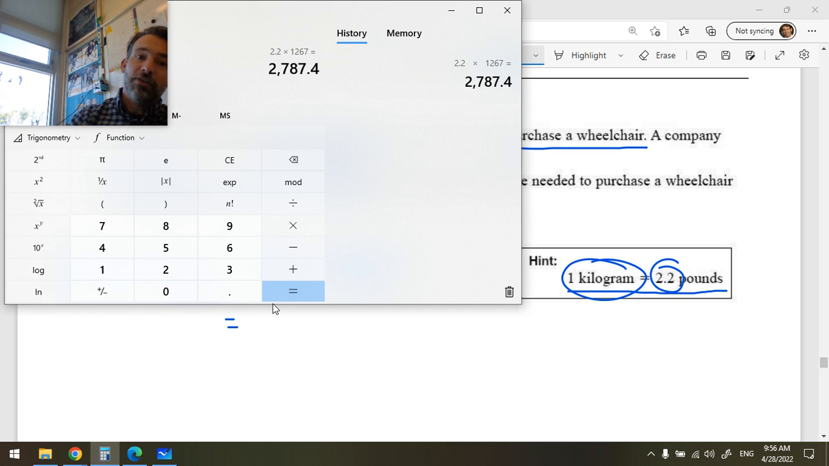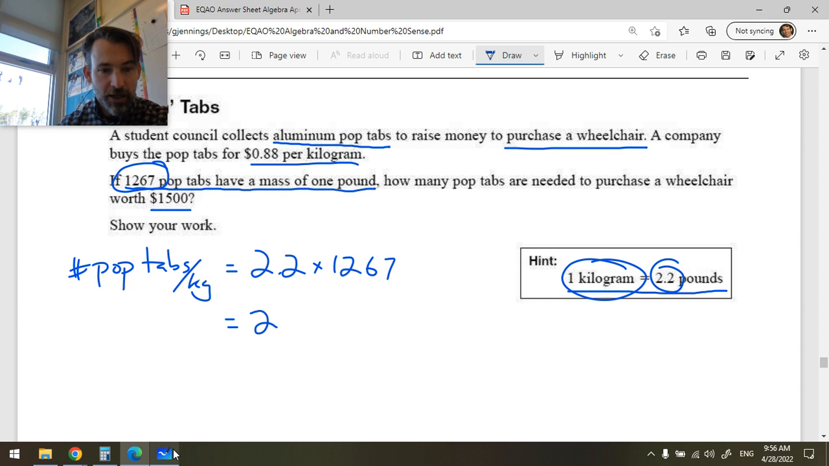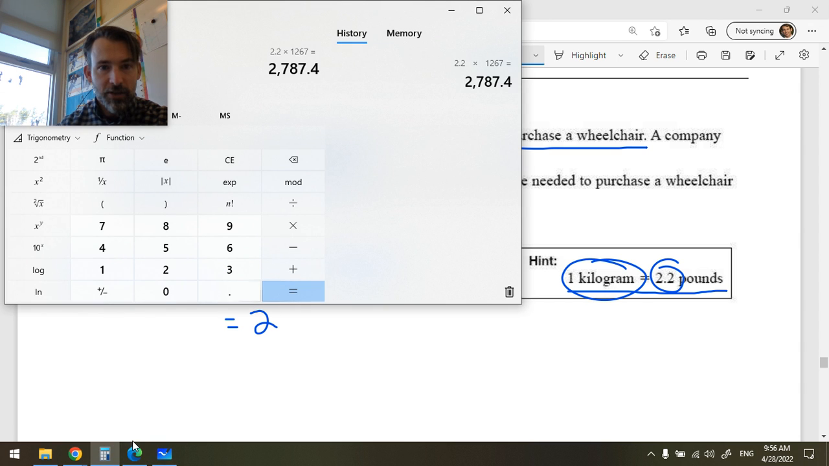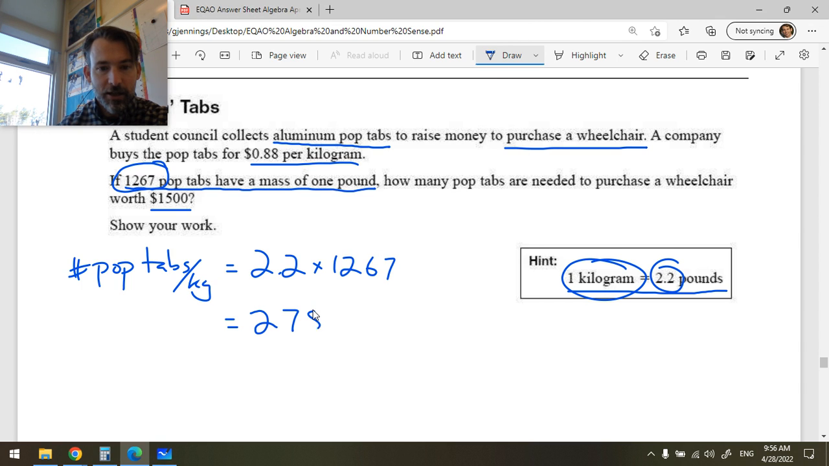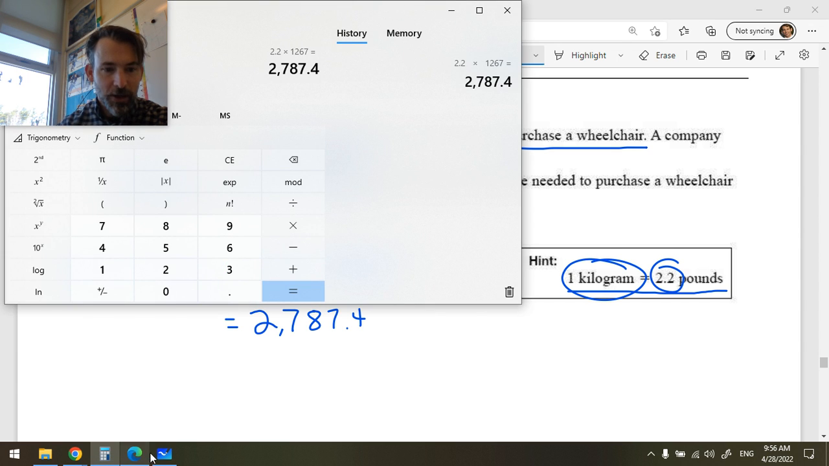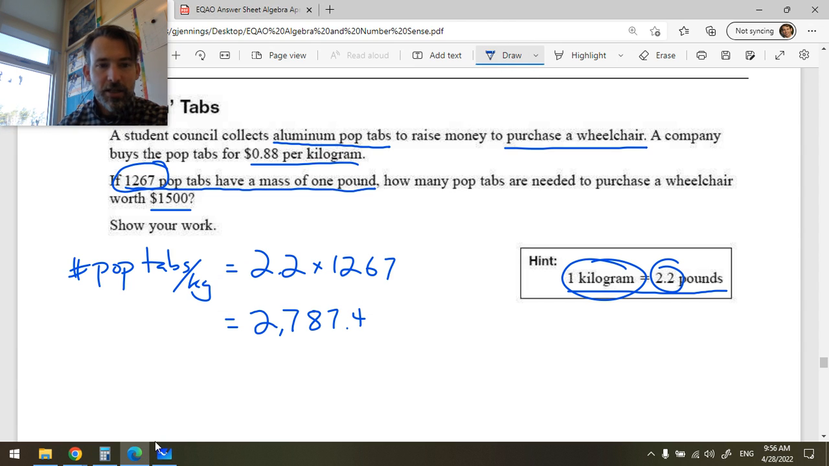It's 2,787.4, of course. I can't even remember that number. 2,787.4, I believe. Yes. Okay, so now let's keep going. So this is the number of tabs per kilogram. Now this many tabs is worth 88 cents.